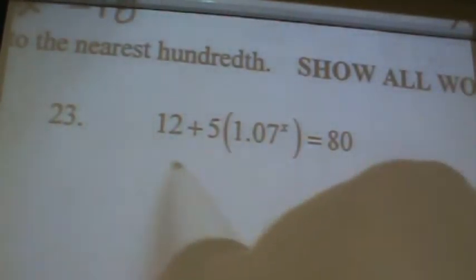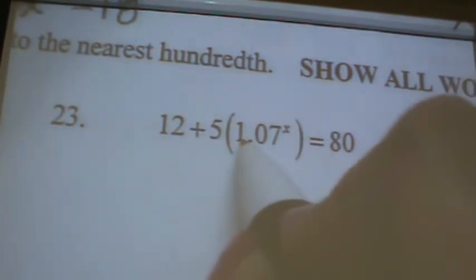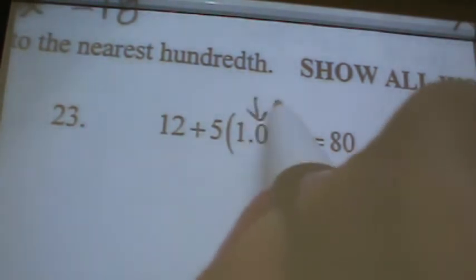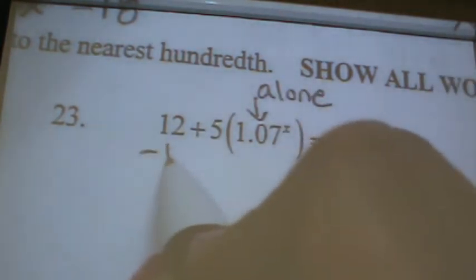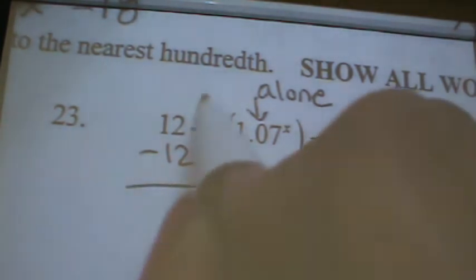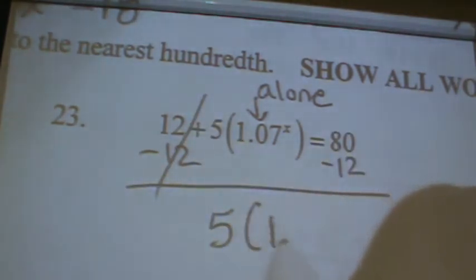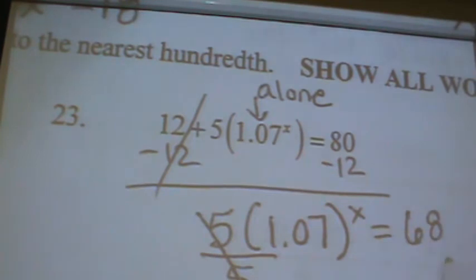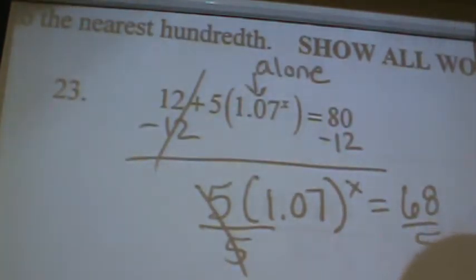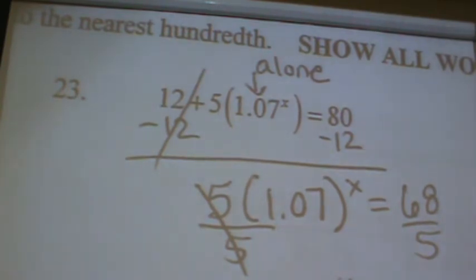Okay, this one, what you're going to want to do is get this 1.07 to the x power alone. So I've got 12 sitting here. I want to get rid of that first. So first get rid of the 12. What is 80 minus 12? 68. Now you've got to get rid of this 5. What's 68 divided by 5? 13.6.